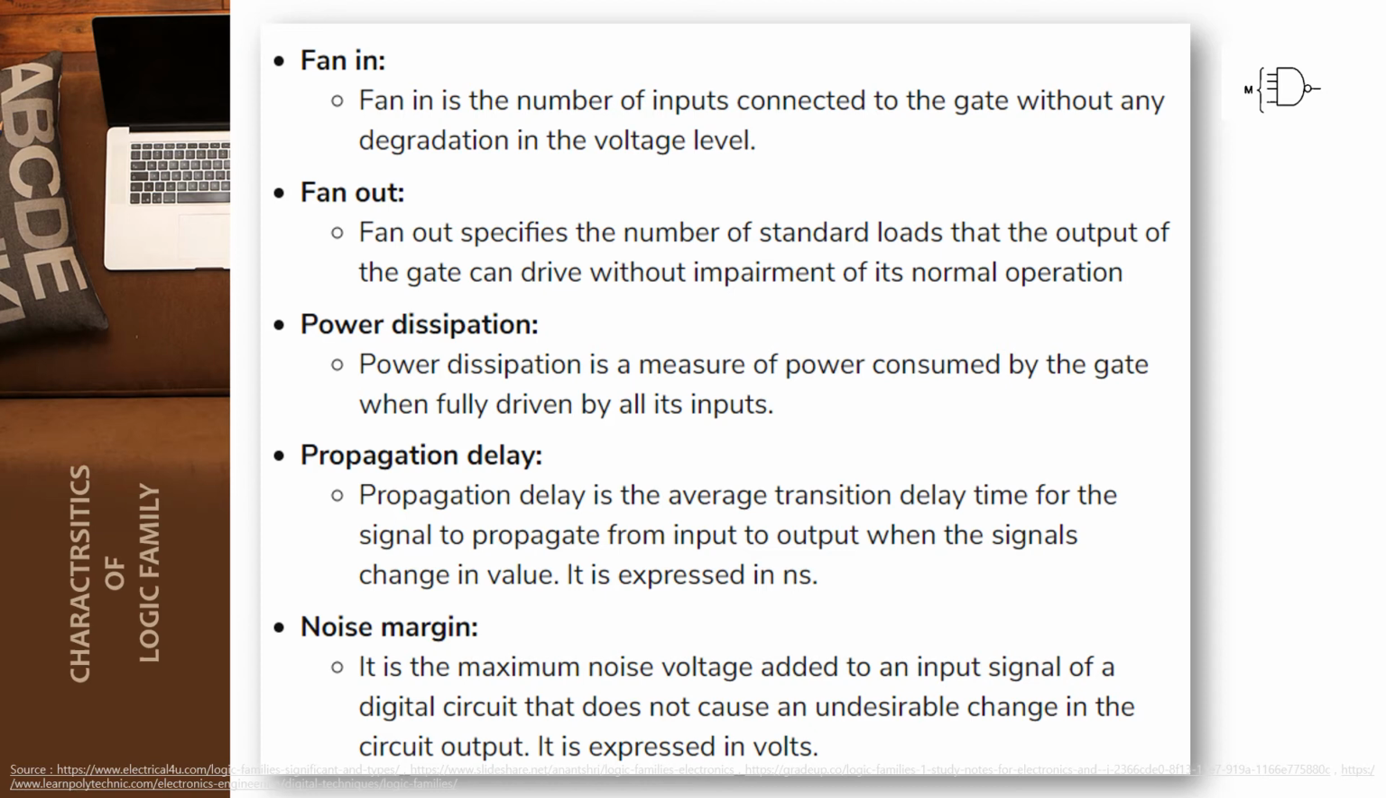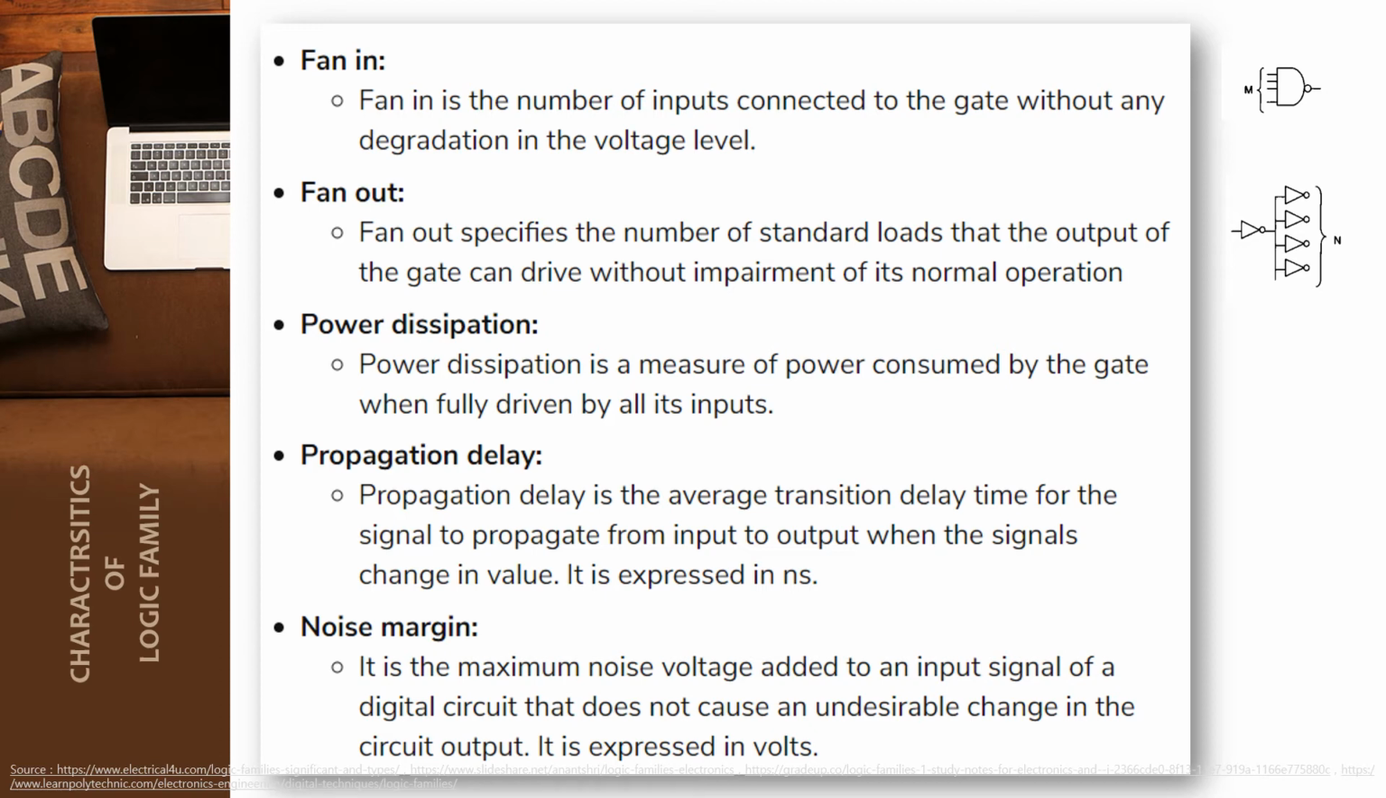After the fan in, we have the fan out. Fan out specifies the number of standard loads that the output of the gate can drive without impairment of its normal operation. We know that when we are working with the gate, it has to do some operation, right? When we talk about fan out, it means the number of standard loads that the output of the gate can drive. We know that when we work with the gates, we apply the inputs and based on the logic it gives some output.